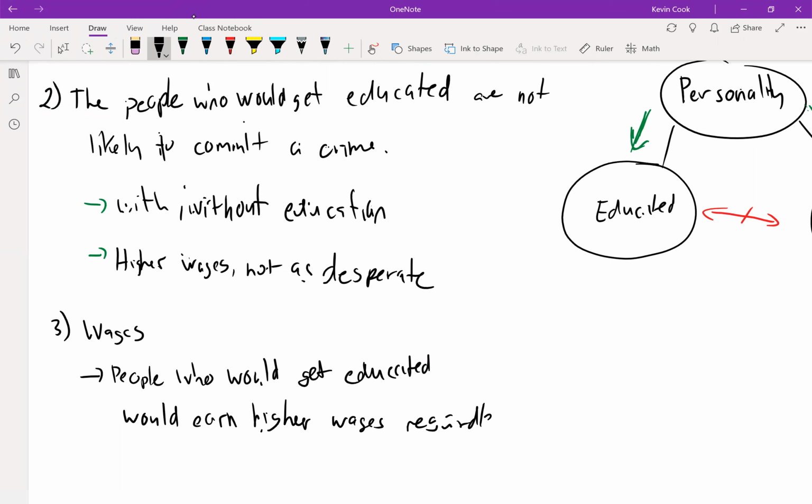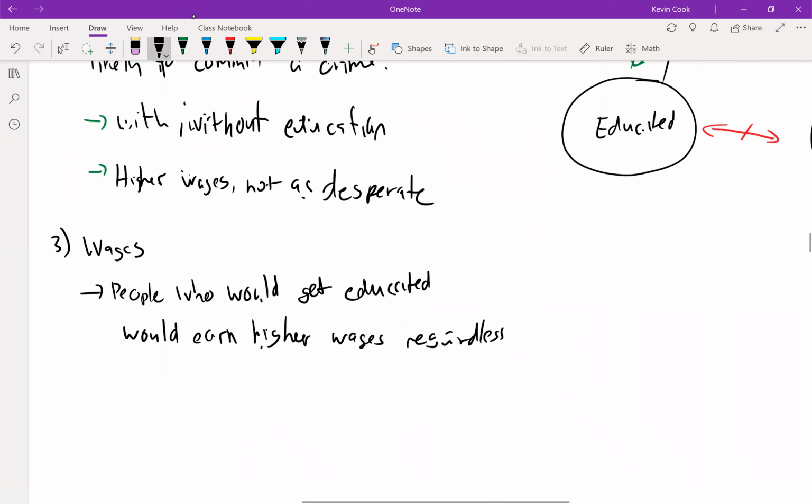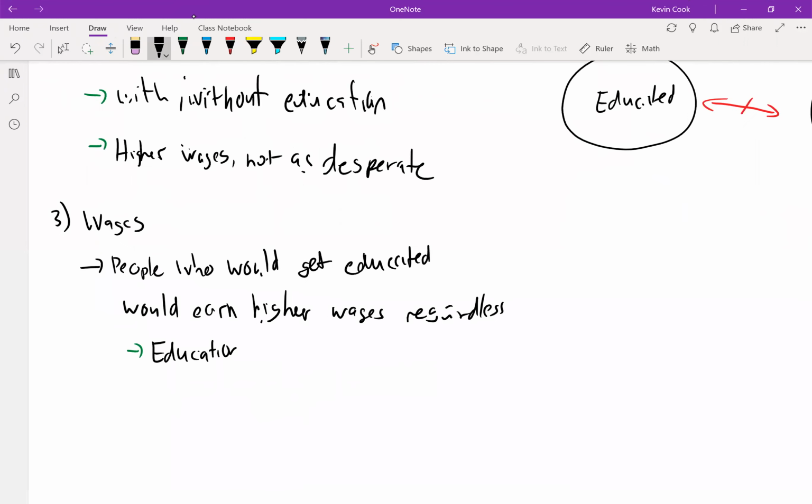And the idea of this part is that education is going to be a signal of your work ethic. So what this is saying is education is not necessarily just, oh yeah, I went to college and I learned all this stuff and that makes me a good worker because I know all this stuff, right?